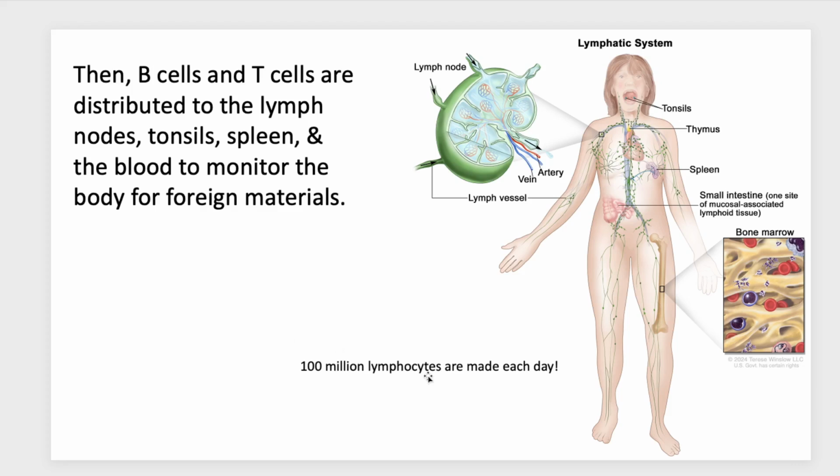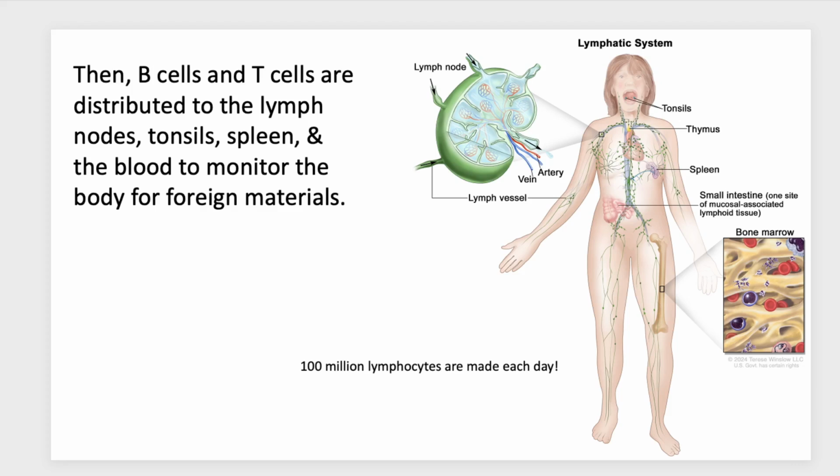So then our B cells and T cells are distributed to the lymph nodes, the tonsils, the spleen, and the blood to monitor the body for foreign materials. Something that's pretty amazing about this is our bodies make 100 million lymphocytes every single day, which means we also have to destroy about 100 million lymphocytes every single day to keep that number in balance so they don't get too high.